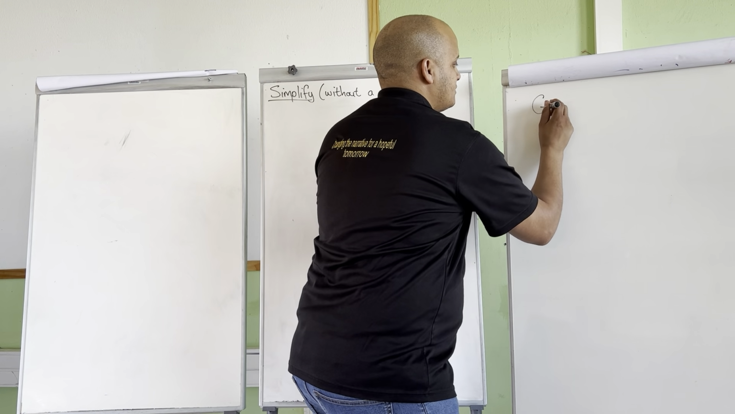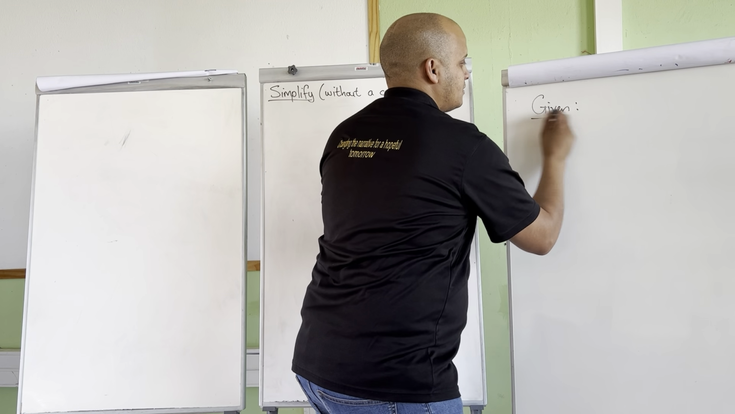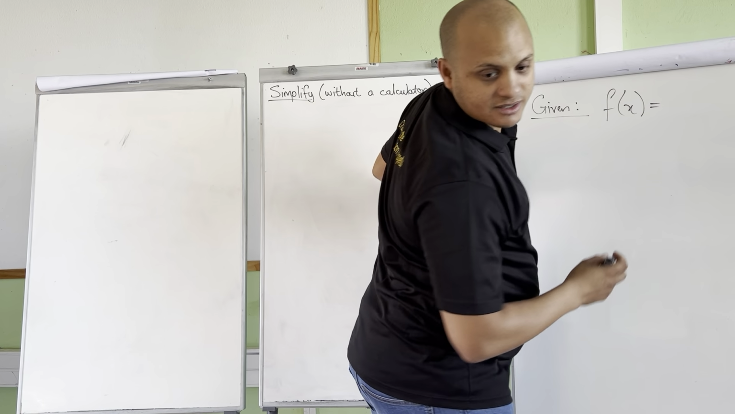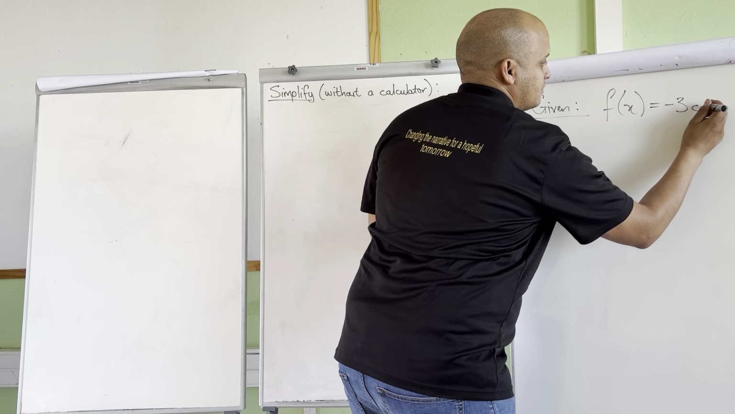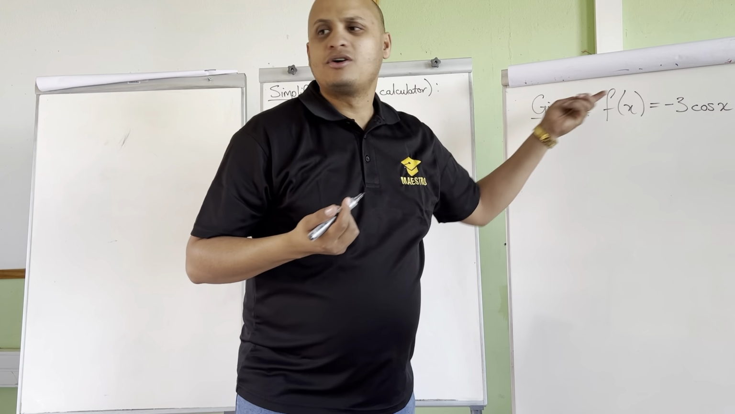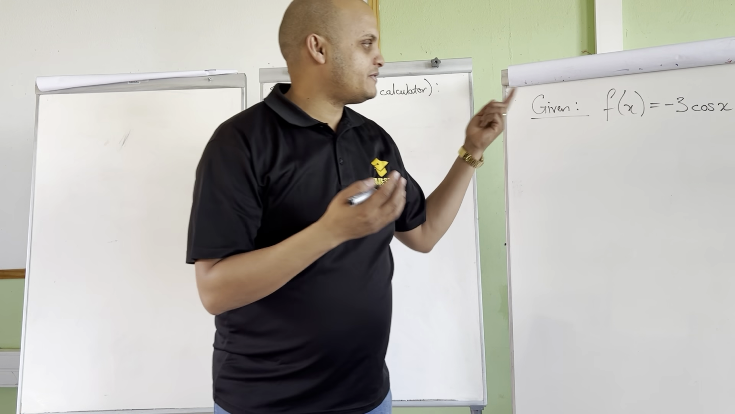Okay, so given f of x equals minus 3 cos x. So what is this? This is a function, right? So this is a graph. Okay, f of x is minus 3 cos x.